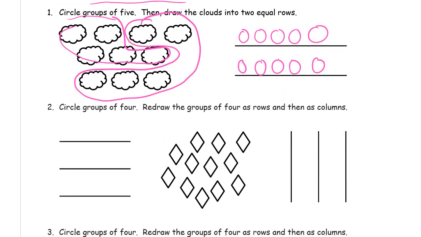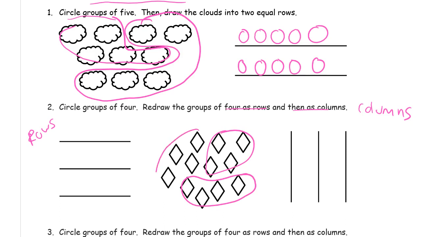Two groups, circle groups of four. All right, so, and then redraw them as four as rows and then as columns. Rows go sideways, so these are rows. These are the columns. You don't have to write that. I'm just putting that on there so you know which one's which. Four groups of four. So that's these four here, and then four here, and then these four I can loop together. So let's see.